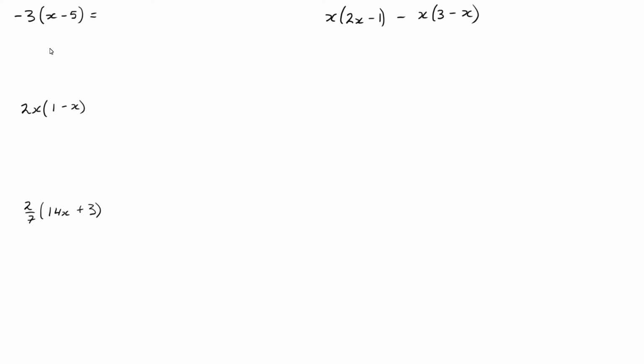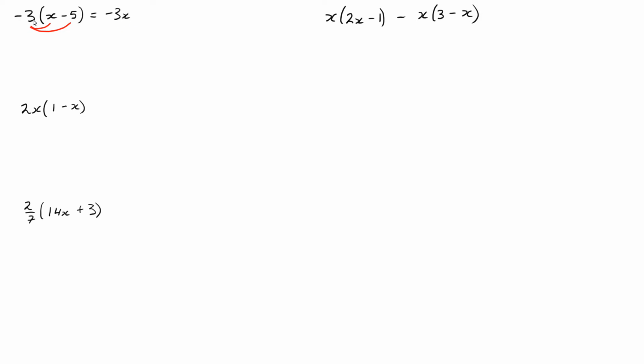In this video we're going to have a look at some examples using the distributive law. So we've got minus 3 (x take 5). The distributive law basically tells me I need to multiply the number outside the brackets by every number inside. So I'm going to draw an arrow to show what numbers I'm going to be multiplying. I'm going to multiply minus 3 by x, and that will give me minus 3x.